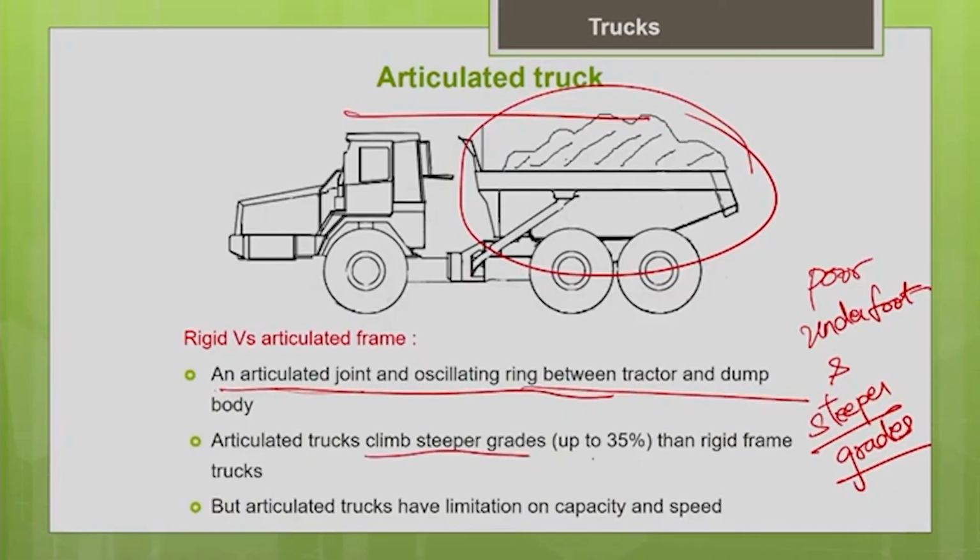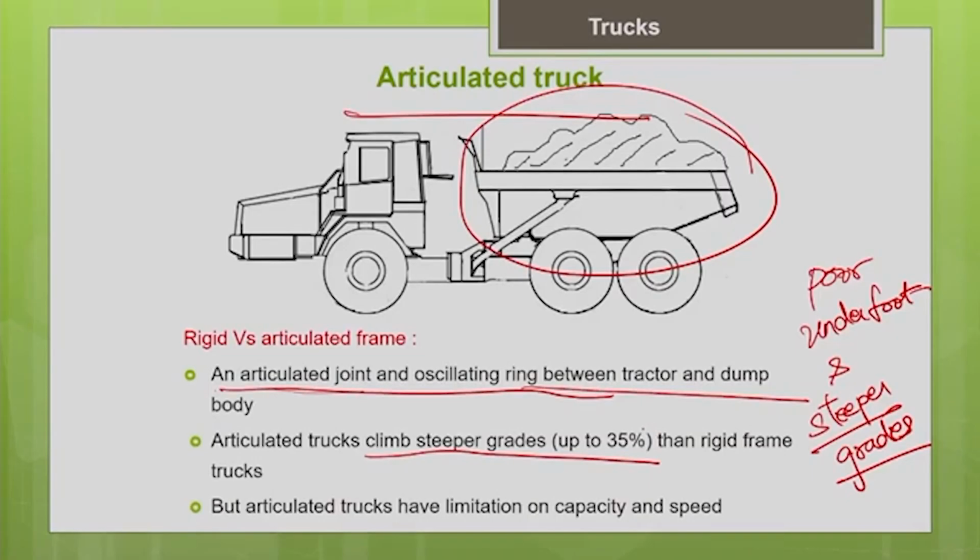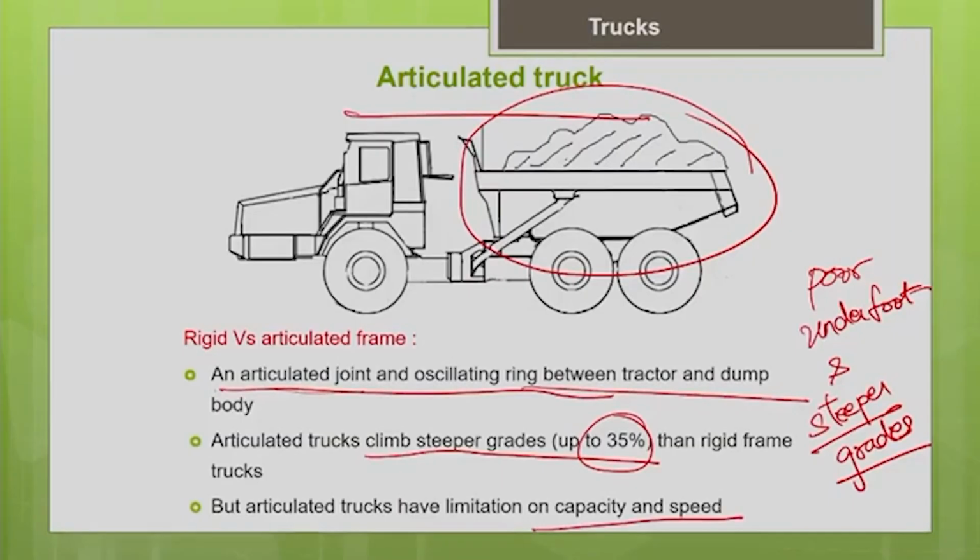So, they can climb steeper grades up to 35%, while the rigid frame is commonly used for only up to 10% slope. I am talking about the slope. But another limitation of this articulated truck is that it is designed for poor underfoot conditions. So, these trucks will have a limitation on their capacity and the speed. Its capacity as well as the speed will be lesser than the rigid frame truck. So, depending upon your requirement, you can go for rigid frame or articulated truck.